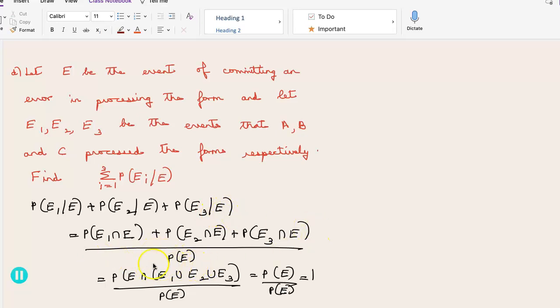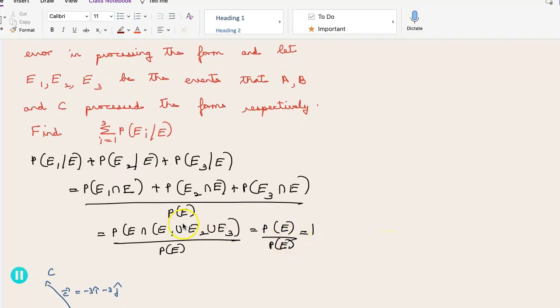So we can take probability of E common, that is probability of E1 intersection E plus probability of E2 intersection E plus probability of E3 intersection E by probability of E. That will be probability of E intersection E1 union E2 union E3 by probability of E. And E1 union E2 union E3 is E. So it is probability of E by probability of E, which is 1.